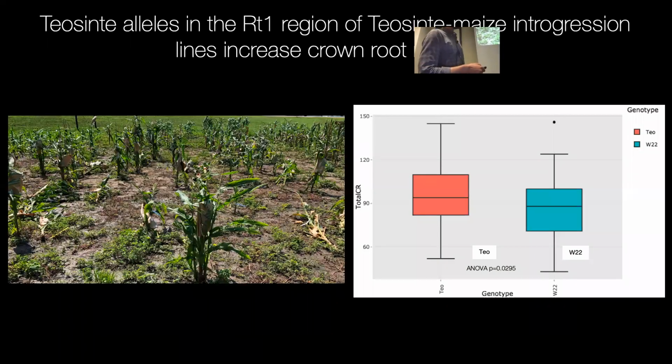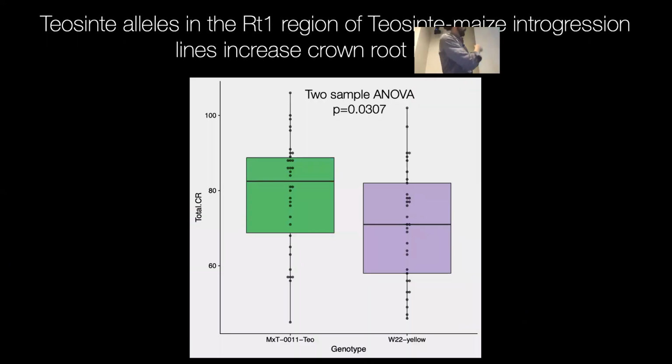So we've done a couple years of field experiments and found that if you have the teosinte allele, the problem is these are messy because they have other teosinte stuff. These are various introgression families, but on average, if you have a teosinte allele versus the maize allele, you have more total crown roots. Here's another example of that, just with a different teosinte population. Actually, this is an introgression line, so this is only the region of rt1. Everything else is maize, and it boosts the crown roots there. So lots more to do here still, but I think we might have gotten a pretty good piece of the puzzle there.